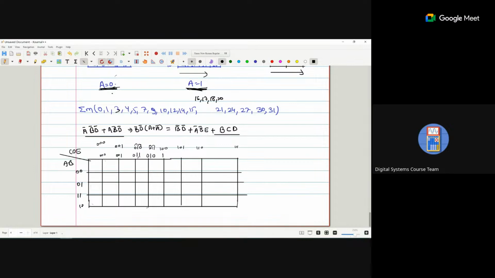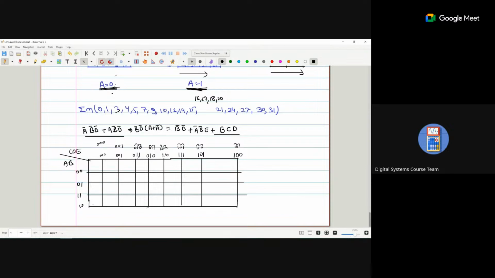MSB as it is, XORing of these two will be 1, and XORing of 0, 0 will be 0. MSB as it is, XORing 1, XORing again 1. MSB as it is, XORing 0, XORing 1. MSB as it is, XORing 0 and again XORing it is 0.